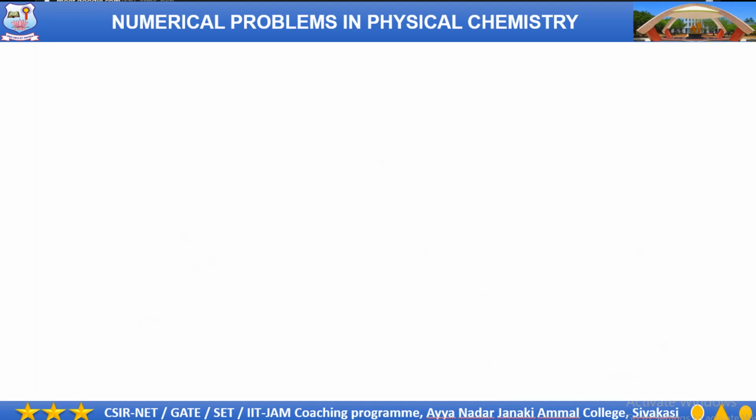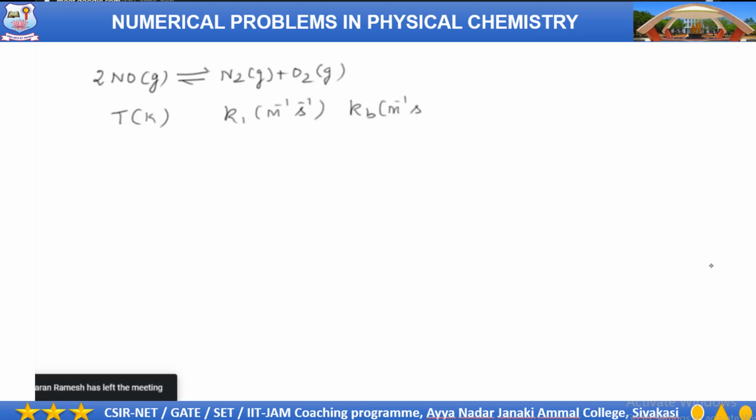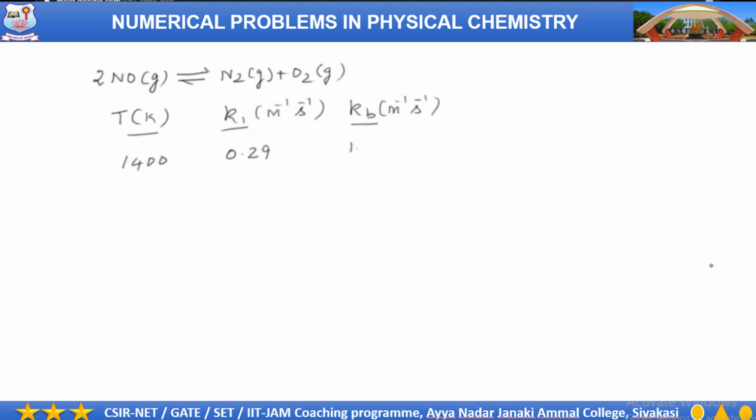Forward and reversible rate constants for the reaction 2NO gas, with the reversible arrow, N2 gas plus O2 gas. Temperature in degrees Kelvin, K1 per molar per second, KB per mole or per second in units. At 1400 degrees Kelvin, K1 is 0.29 and KB is 1 into 10 power minus 6, and at 1500 degrees Kelvin, K1 is 1.3 and KB is 1.4.